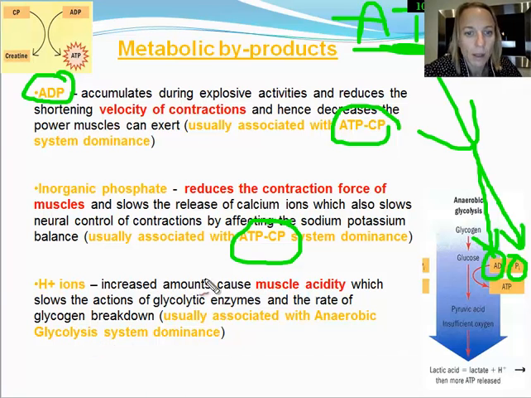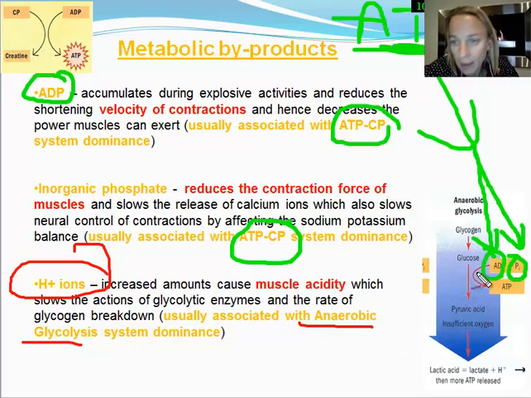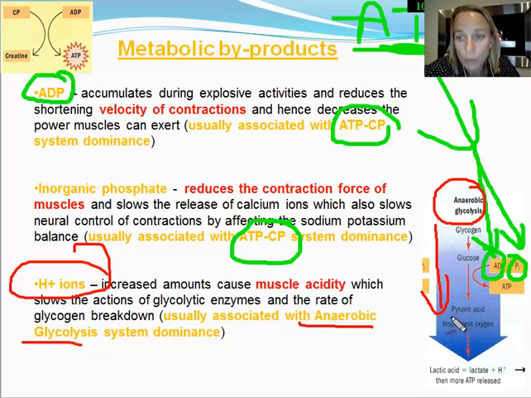Conversely, hydrogen ions are associated with the anaerobic glycolysis system. Now, if you have a look at this graph over here, when we break down glucose via the anaerobic glycolysis system, we produce pyruvic acid. And when there's insufficient oxygen, so not enough oxygen available, pyruvic acid is converted into lactic acid. This is then broken down into lactate and hydrogen ions.